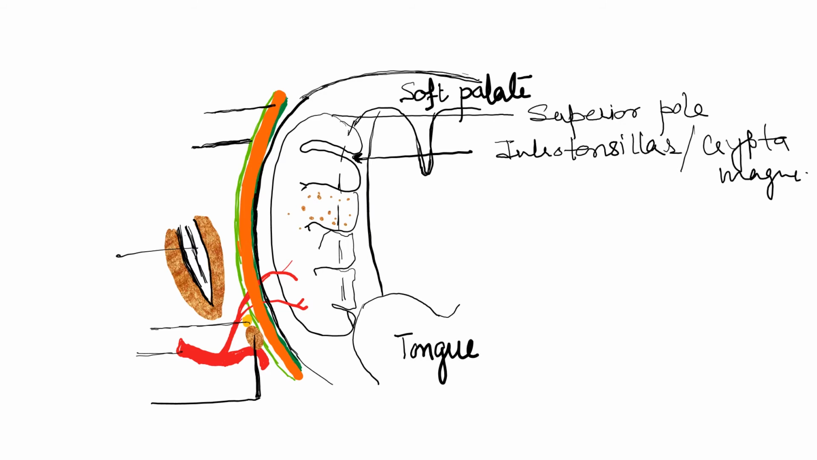And this space over here is called the supratonsillar space, which is actually a misnomer because this is very much within the substance of the tonsil. So it should not be called supratonsillar space, but it is called supratonsillar space. So this deeper cleft is called the intratonsillar cleft or the crypta magna, and this is the lower pole, which is in contact with the base of the tongue. So lower pole.